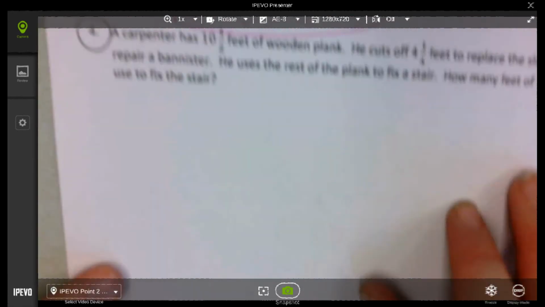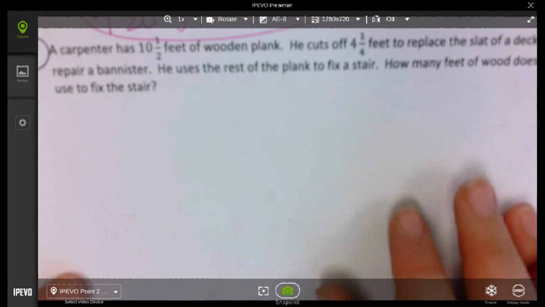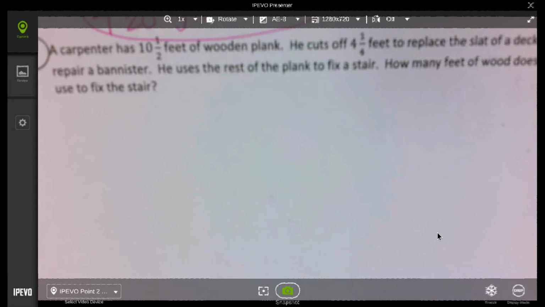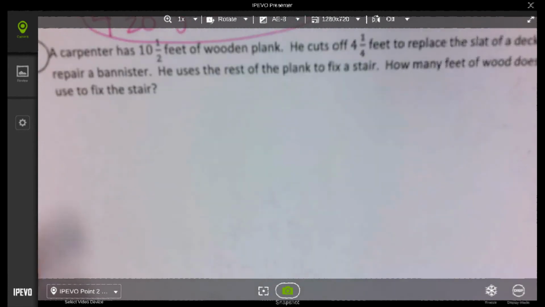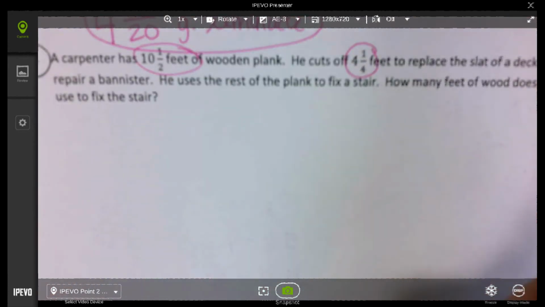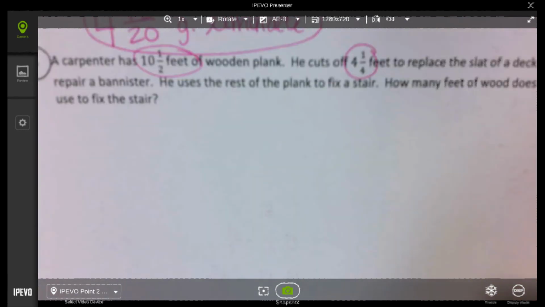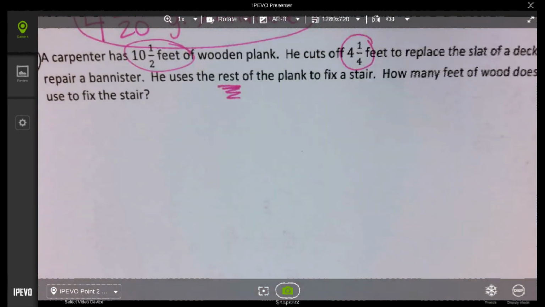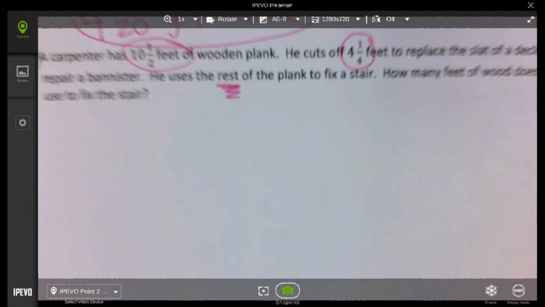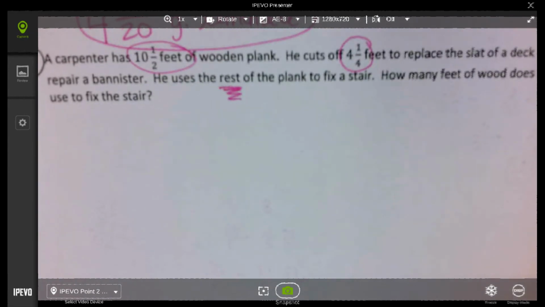All right, last problem here. All right, so a carpenter has 10 1/2 feet of wooden plank. He cuts off 4 1/4 feet to replace a slat of deck and 3 2/3 feet to repair a banister. He uses the rest of the plank to fix a stair. How many feet of wood does he use to fix the stair?